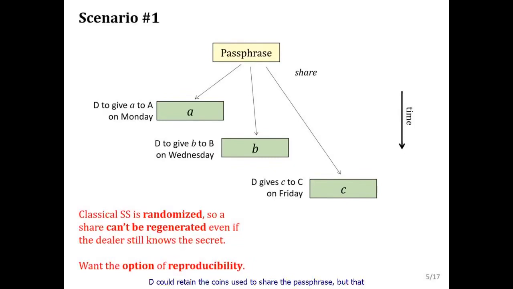D could retain the coins used to share the passphrase, but that doesn't work either. With Shamir's scheme, say, possession of those coins, along with any one share, already implicates the secret. We see this simple use case as motivating a need for reproducible secret sharing, that it should at least be possible to regenerate shares from a strong passphrase, retaining strong security.